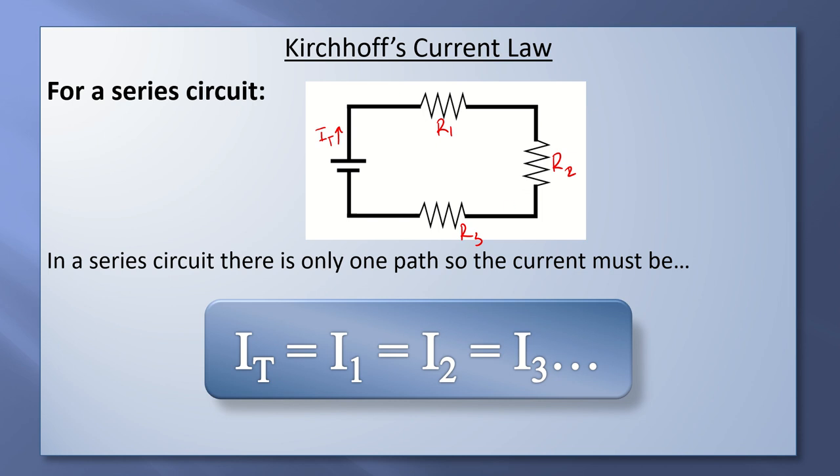So in that case, if this is going to be your I1, this is going to be your I2, and this here is going to be your I3, all the currents are going to be the same because there's only one path. It does not split anywhere along the path.